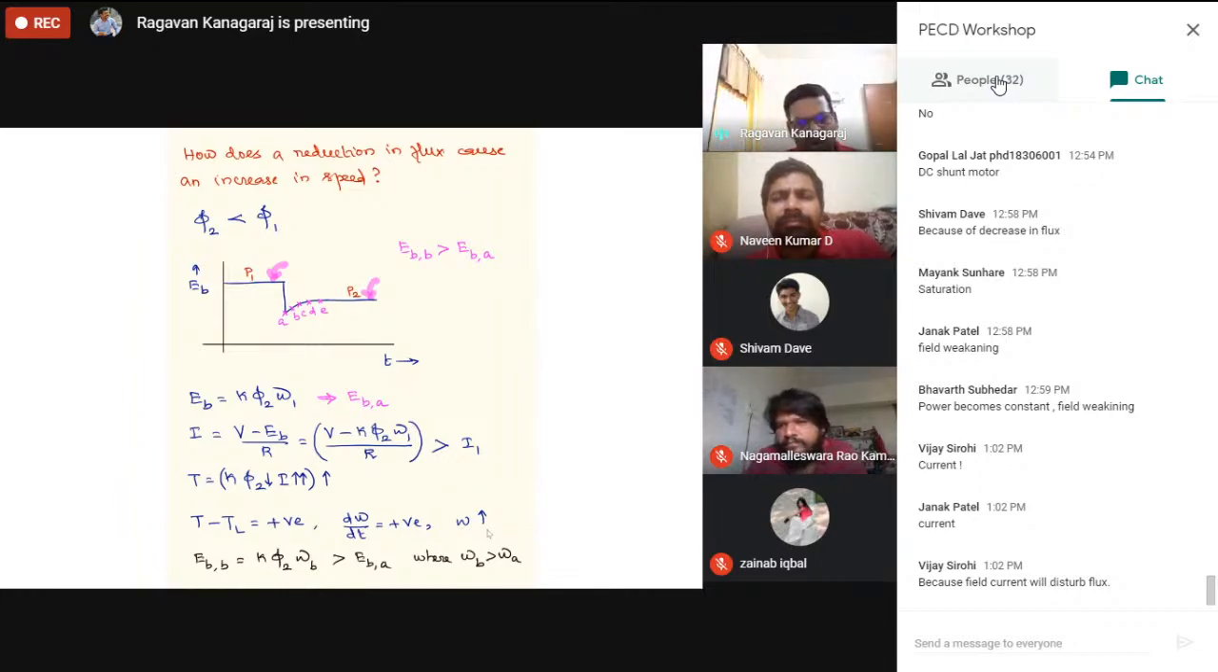So now you have to go back to the first equation. Now speed increases, now you will put some speed here, but the flux phi 2 will be the same because you have reduced the flux, and after that you are not disturbing the flux. Now again you go back to this equation, omega increases now compared to omega 1.